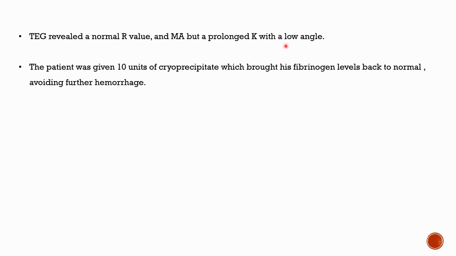So in this case, there is a problem in clot kinetics. Clot formation is normal, clot strength that is dependent basically on platelets is normal, but clot kinetics is problematic, that is basically dependent on fibrinogen. So in this case, we will transfuse the patient with 10 units of cryoprecipitate. It was transfused in this case, which brought his fibrinogen levels back to normal, avoiding further hemorrhage.